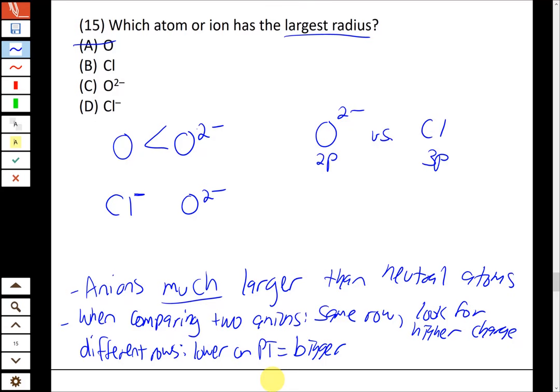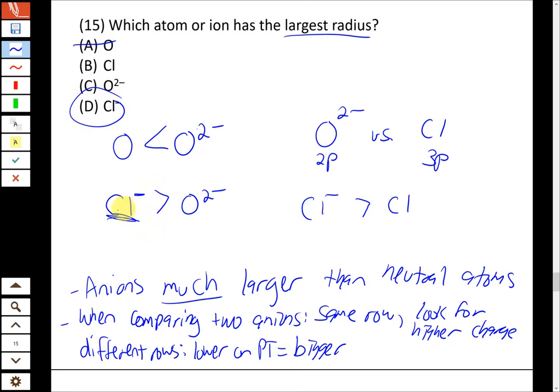So if you're comparing two different anions that are in two different rows of the periodic table, the one that's in the third row versus the second row should be bigger than that one. So Cl minus is bigger than O2 minus, and of course, by the same argument, Cl minus is also bigger than chlorine because this is a neutral, this is an anion. So all the comparisons lead to Cl minus being the absolute largest of all 4 of these.